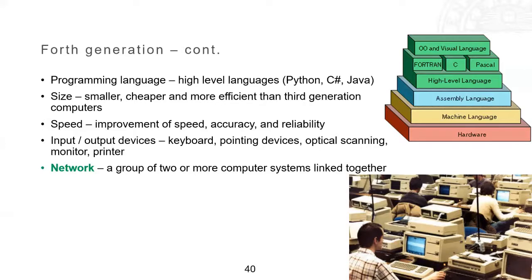The networks were invented in this generation because the computers became smaller. There were many computers, and in terms of technology, there were many advancements. In the telecommunication industry, we also had many advancements. So it made it possible to have networks of computers.